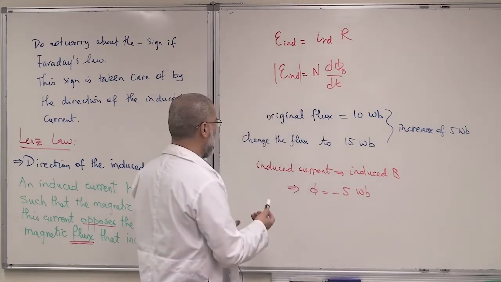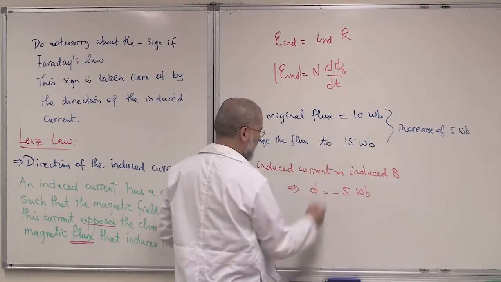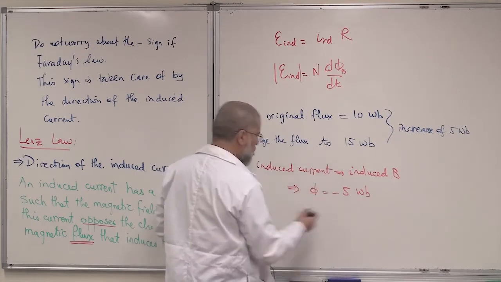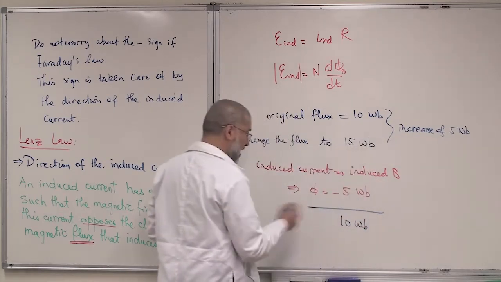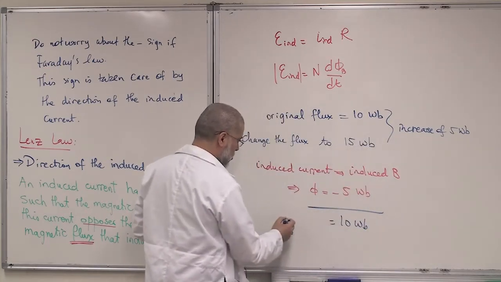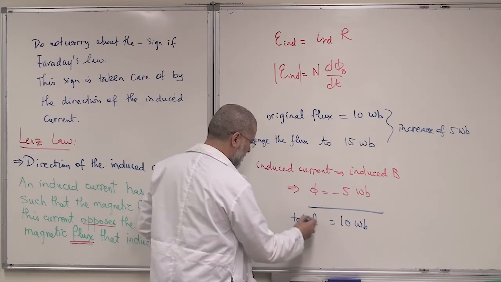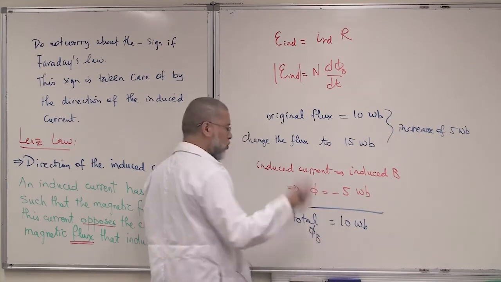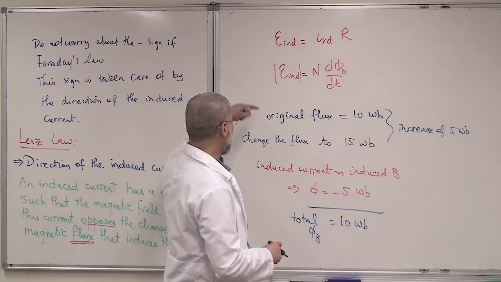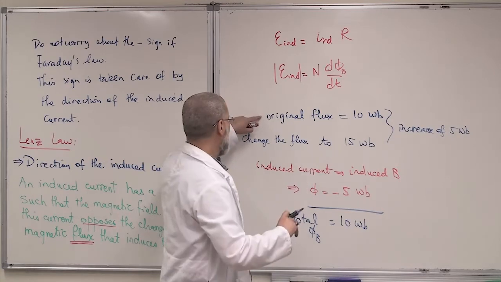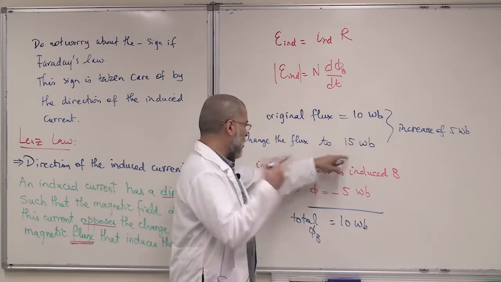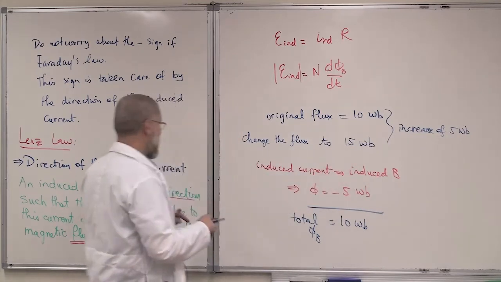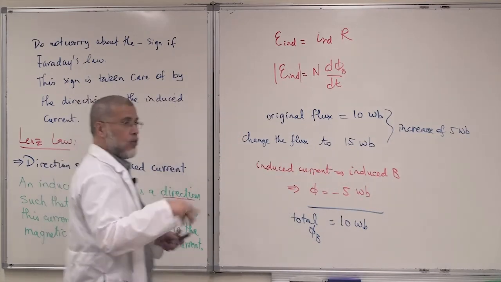Now, if you take this flux, which is 15, and you add to it the minus 5, you get back what? You get the original 10 Weber, okay? So the total flux phi B through that loop is 10, you see it? It was 10 originally. We make the change in the flux to make it 15, for example. So there will be in that coil an induced current.